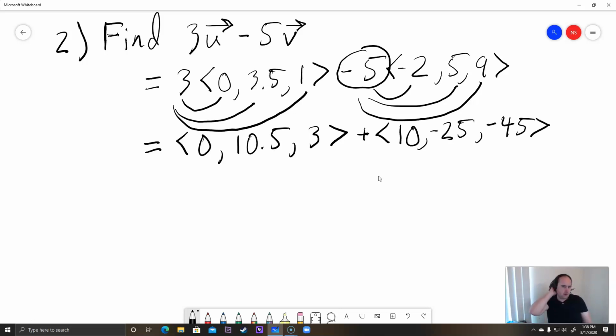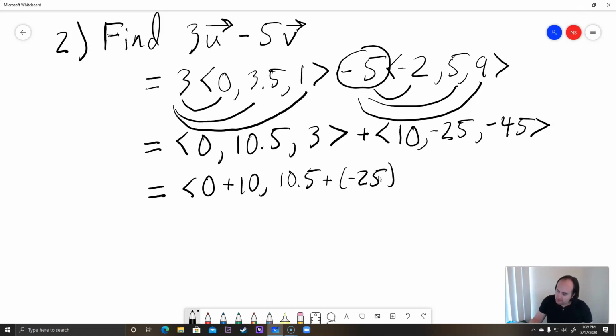Okay? And so with all that, we've distributed the scalars. So we've done the scalar multiplication. And now I have it written as addition. So how do you add vectors? Well, you just add the components. So adding the components here, we get 0 plus 10, comma, 10.5 plus negative 25, comma, 3 plus negative 45.